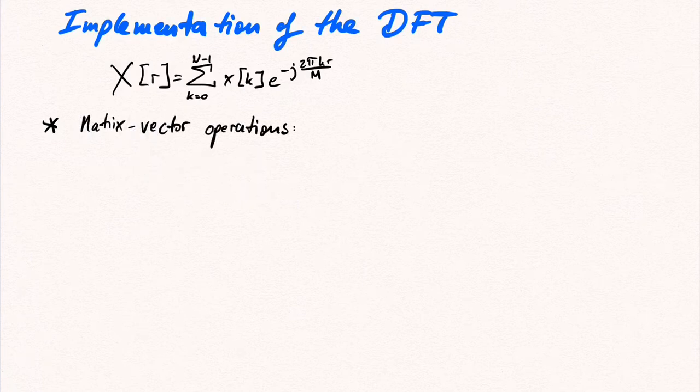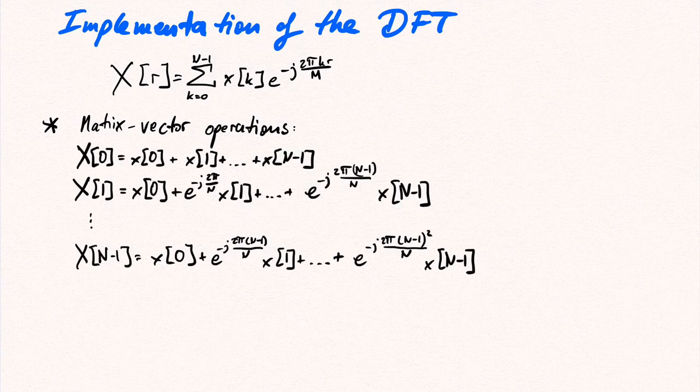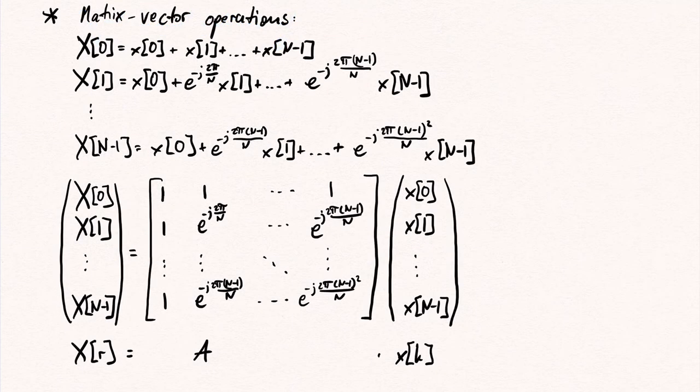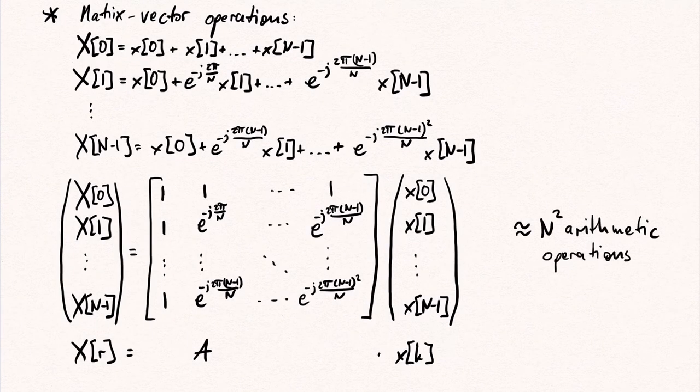Another option to implement the DFT is to choose the matrix vector format. To see this, first write out the expressions for X(r). Here we have chosen M equals N for simplicity. Then the vector containing the DFTs, X(r), is equal to the multiplication of a matrix A containing complex exponentials and the vector containing the samples in the time domain. This method is still relatively inefficient as it requires roughly N squared arithmetic operations.